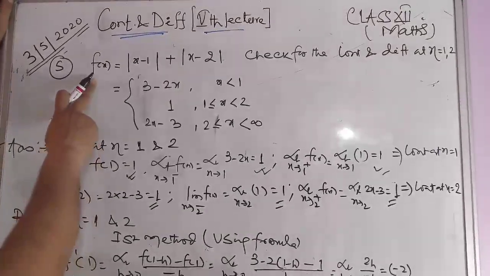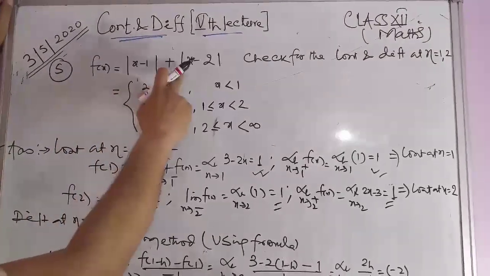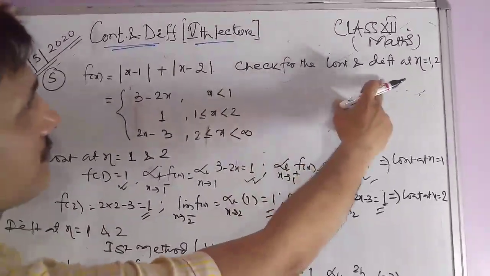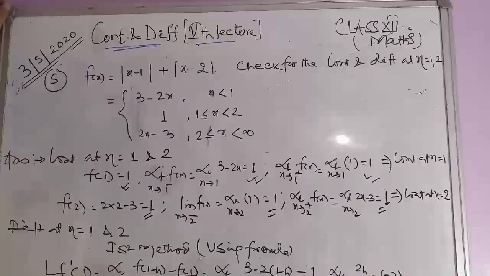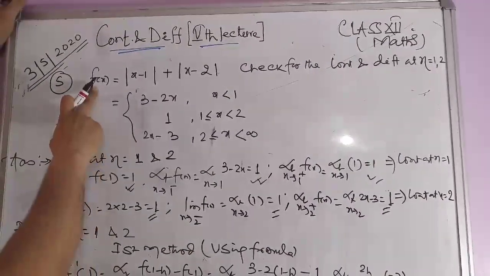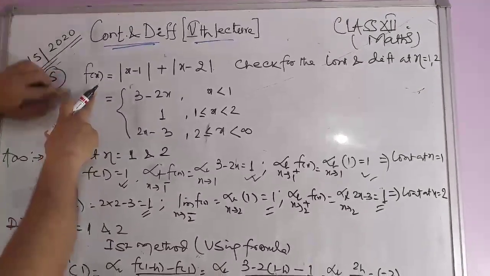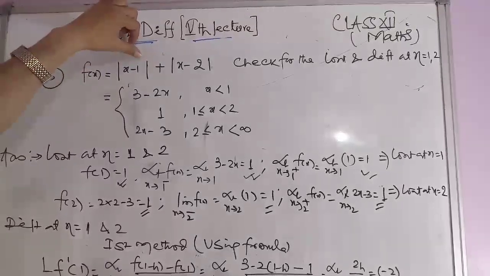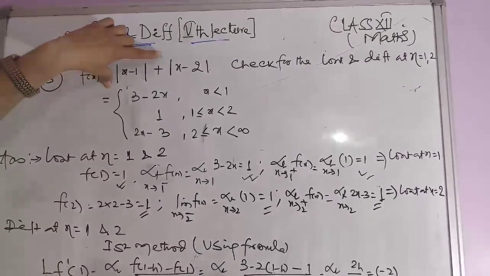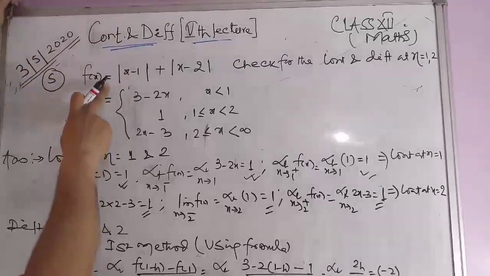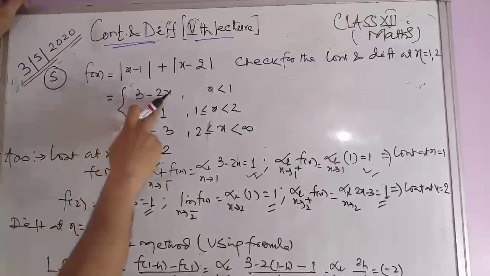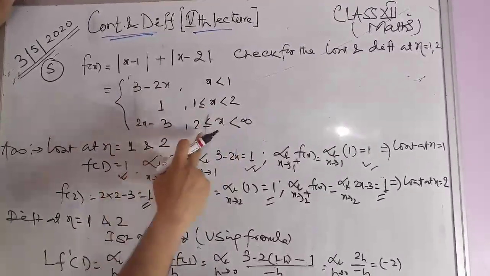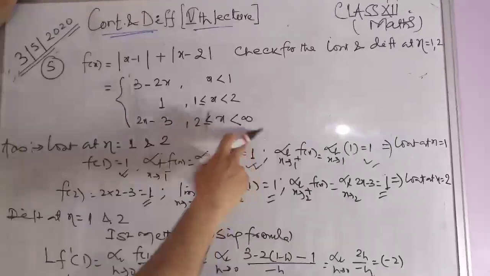Next question, f(x) equal to |x minus 1| plus |x minus 2|. Check for the continuity and differentiability at x equal to 1 and 2. In the previous class, we learned the method to remove modulus. Here, after removing modulus, we get 3 minus 2x for x less than 1, 1 when x lies between 1 to 2, and 2x minus 3 for 2 to infinity including 2.